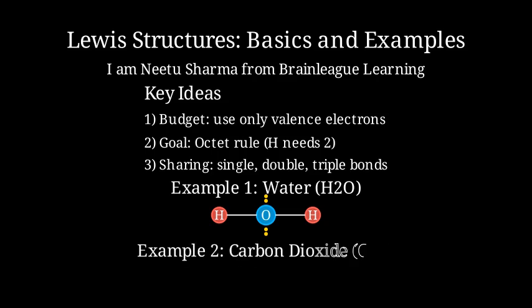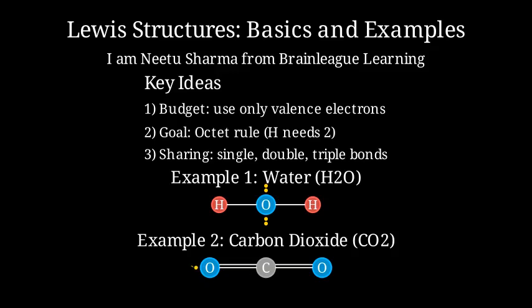Example 2, carbon dioxide, CO2. Count valence electrons. Carbon has 4. Each oxygen has 6, so 12 total from oxygen. Altogether, we have 16 electrons. Start with a single bond skeleton.